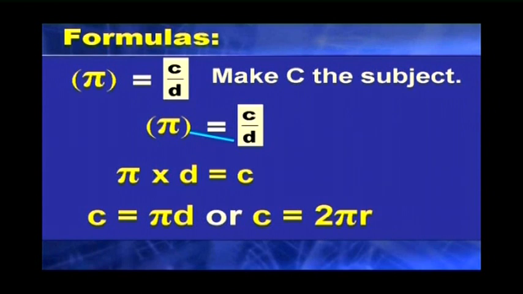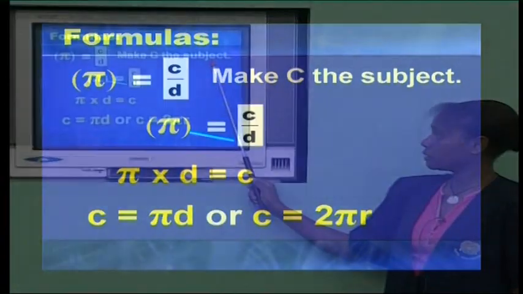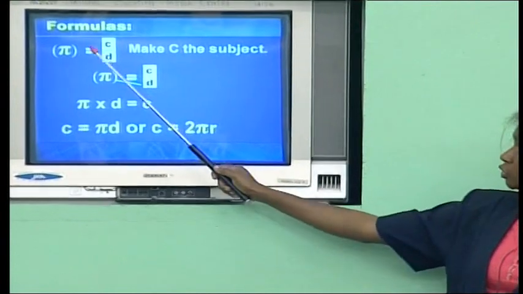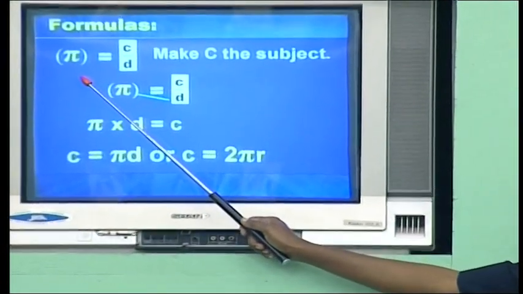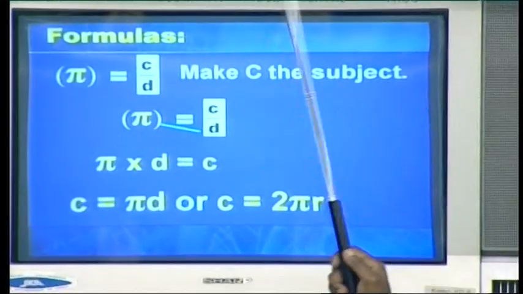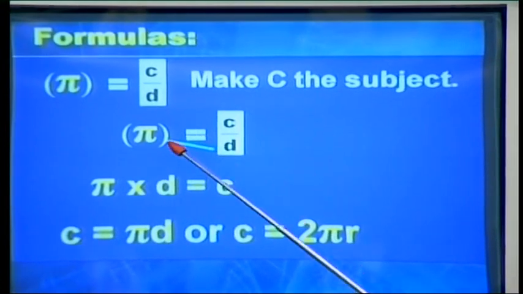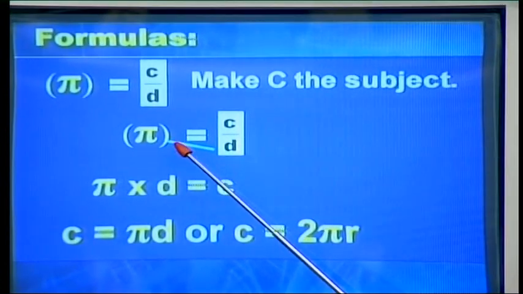Okay, all eyes on the PowerPoint. From your previous lesson, you learned this formula here. Pi equals C over D. Am I correct? I hope we still remember. We will now make C the subject. C will come in place of this symbol here. Are we following? Okay, the first step here is looking up on the whiteboard.